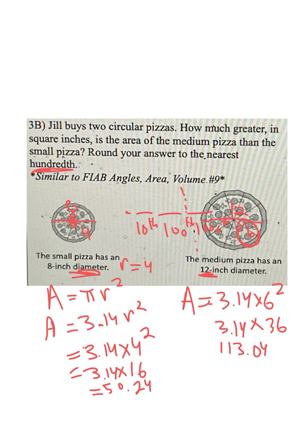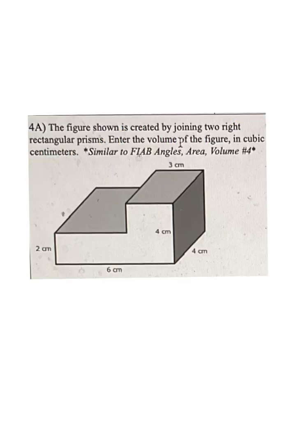Now, if I want to know how much greater the medium is than the small, then I'm gonna have to find the difference, which means subtract it. So 113.04 minus 50.24, and that gives me 62.8 inches. So that is a ridiculous difference. So they're giving you way more pizza for that medium.